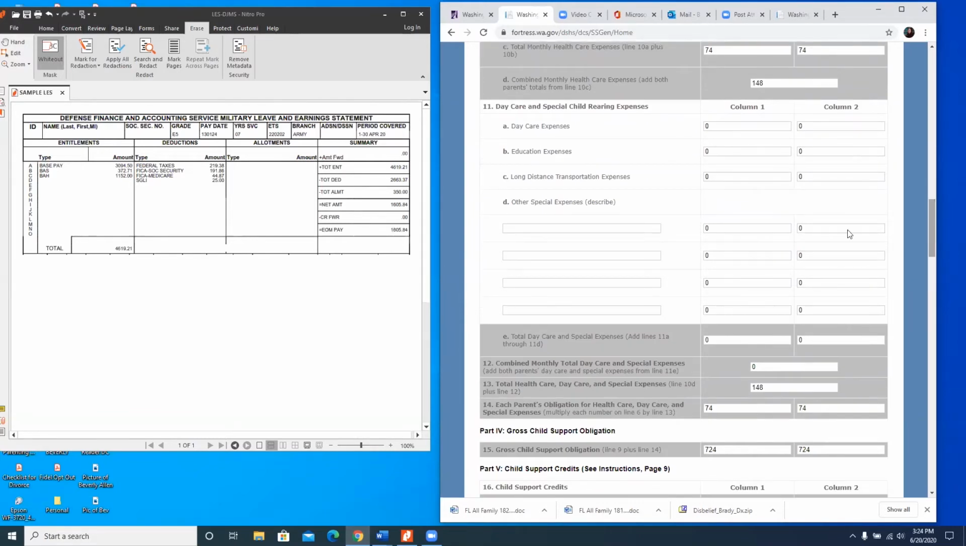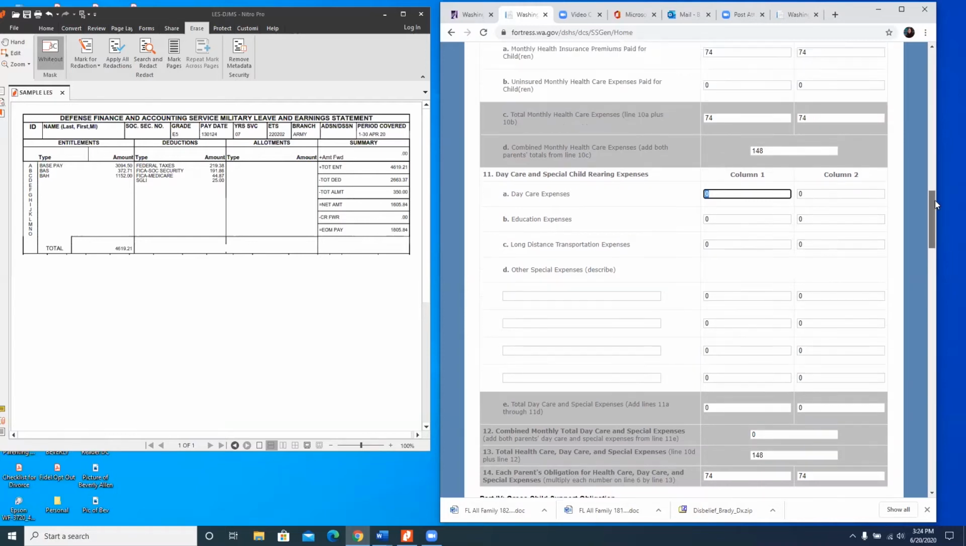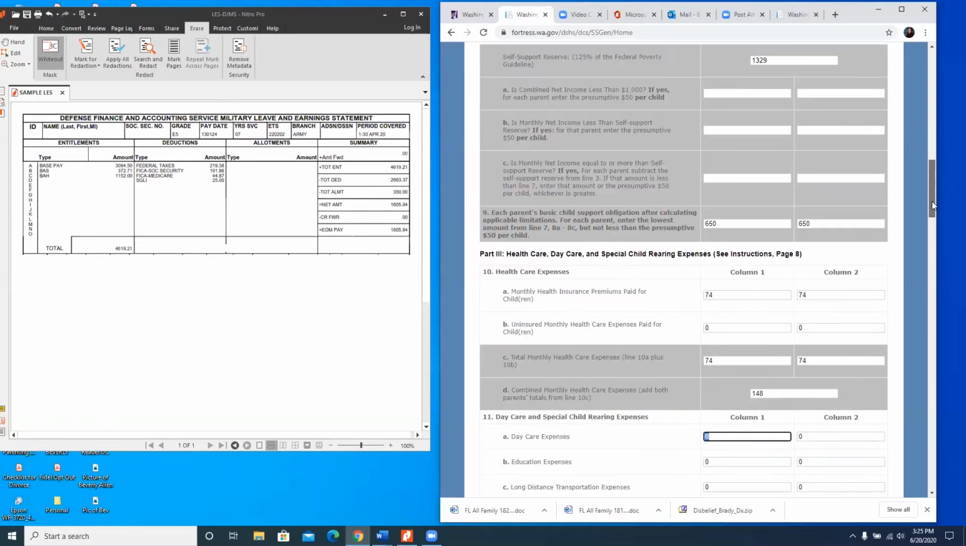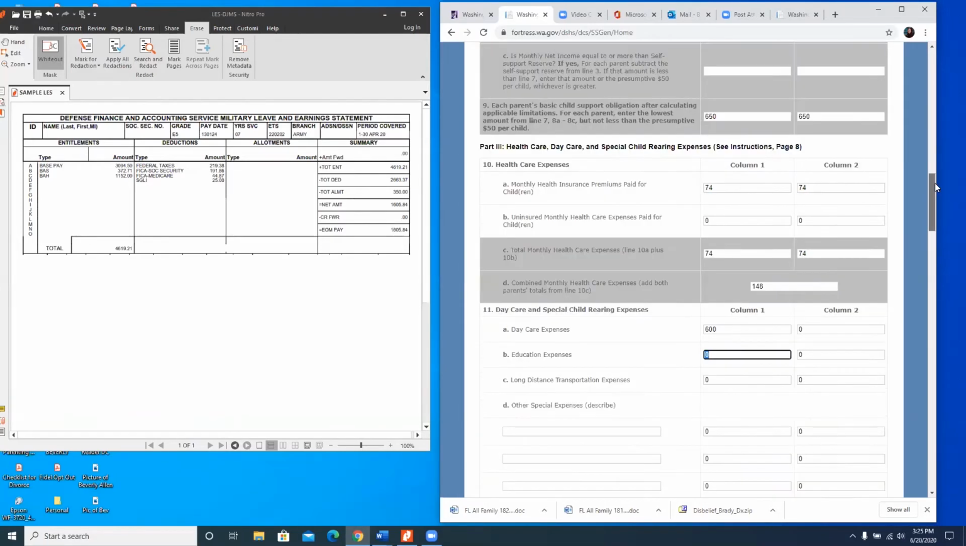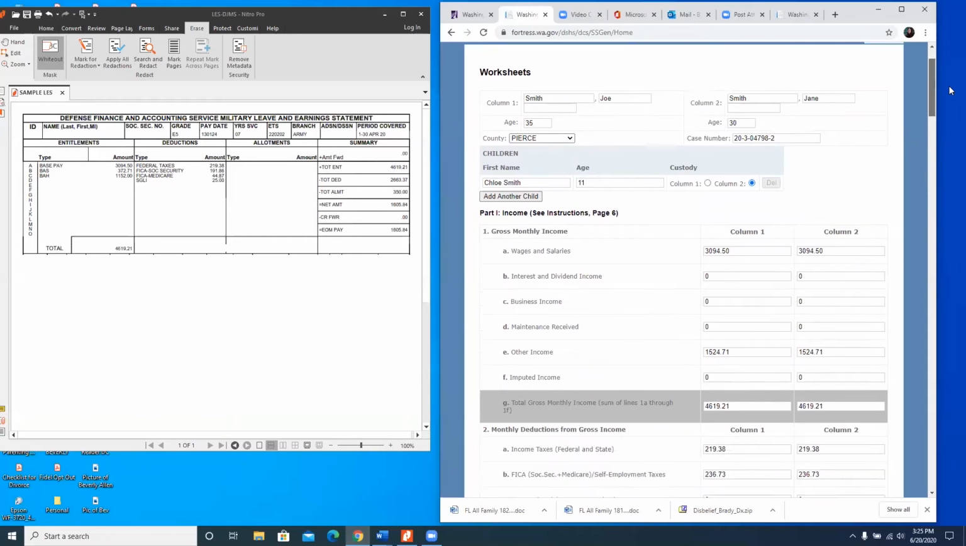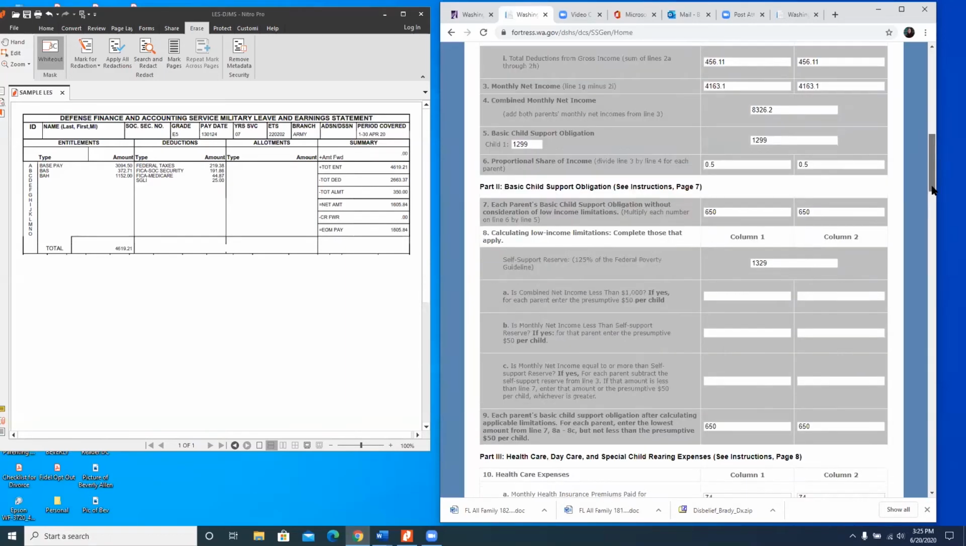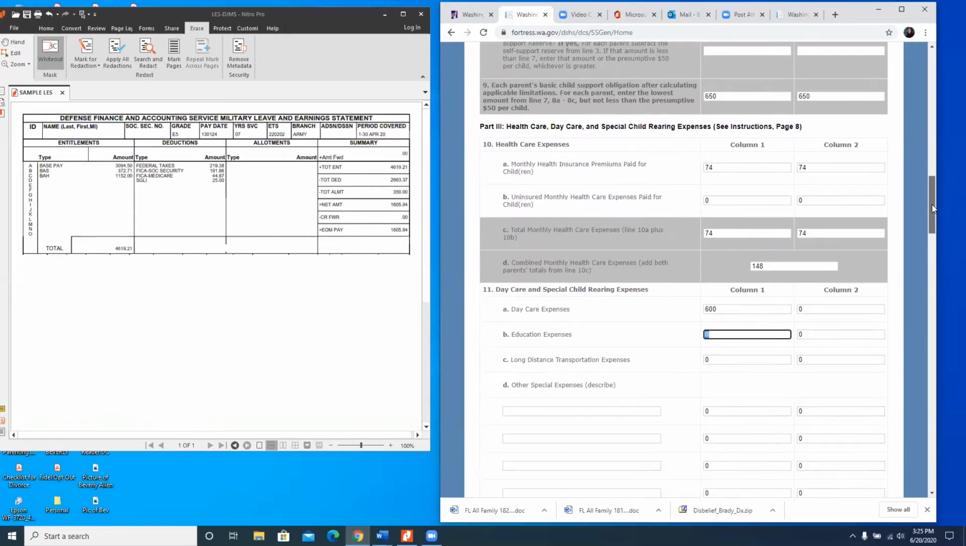All right, so daycare expenses. If you already know what you'll be paying for daycare, you can include that in this section. Let's assume in this case that Joe is going to be providing support to Jane, and Joe is also covering right up front the entire cost of daycare. Let's just say that's $600. Oh, and I should mention in this example, I've named the child Chloe Smith. So for Chloe, let's assume her daycare is $600 a month.